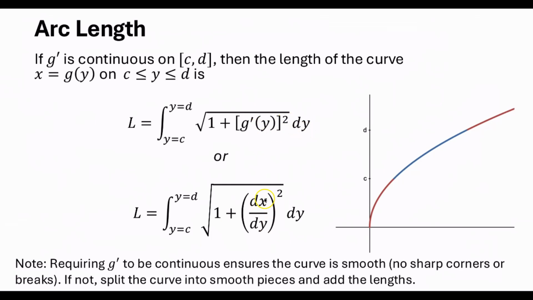Or we're taking the derivative with respect to y. So we're still interested in finding the same arc length, but now we're imagining that we're focusing on our limits of integration as y values and our function as a function of y. And so we still need the condition that our function is smooth, so we need the derivative of our function to be continuous for that to happen.